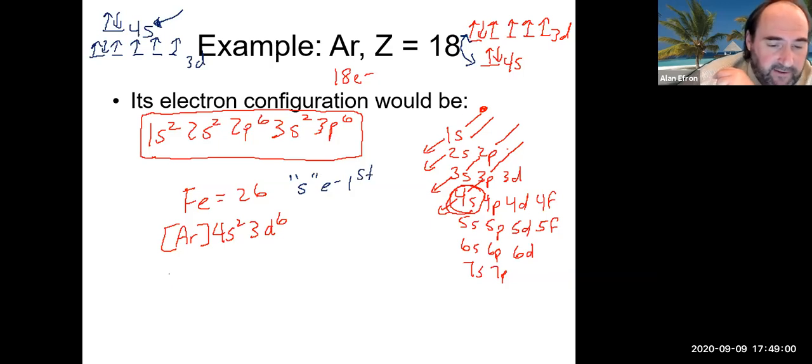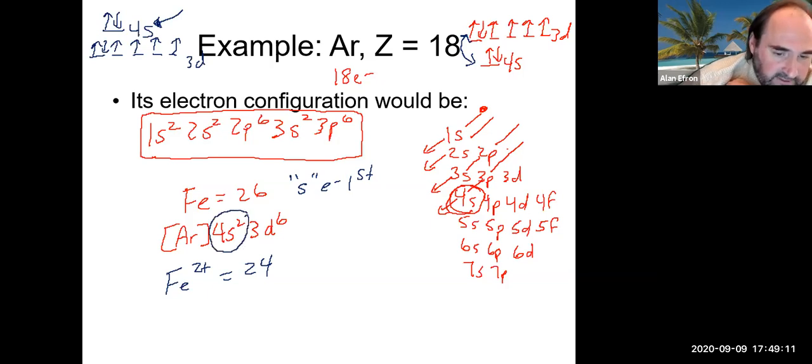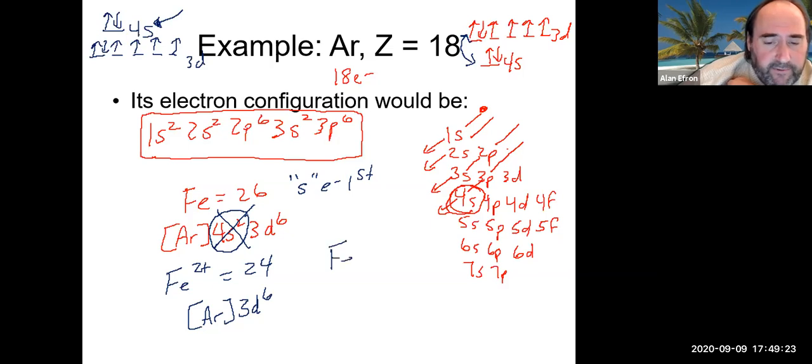So for example, if iron ended up with a +2 charge, it would have 24 electrons. They will lose these 2 electrons right here first, and it will end up with a configuration of argon 3d6. Now, if iron went to +3, it would have 23 electrons. The same thing would happen: it would lose those s electrons first because they're the highest.